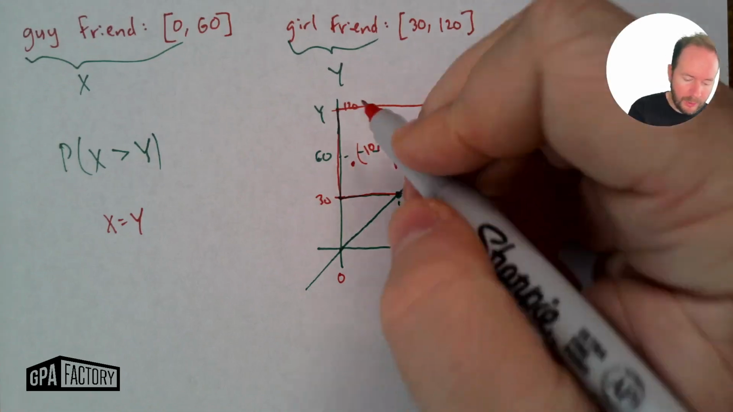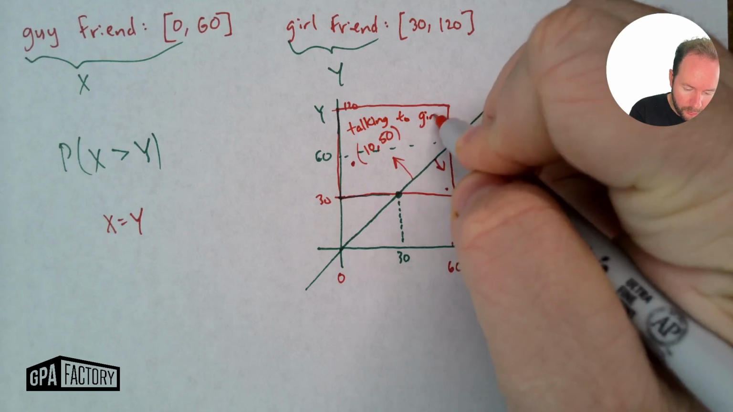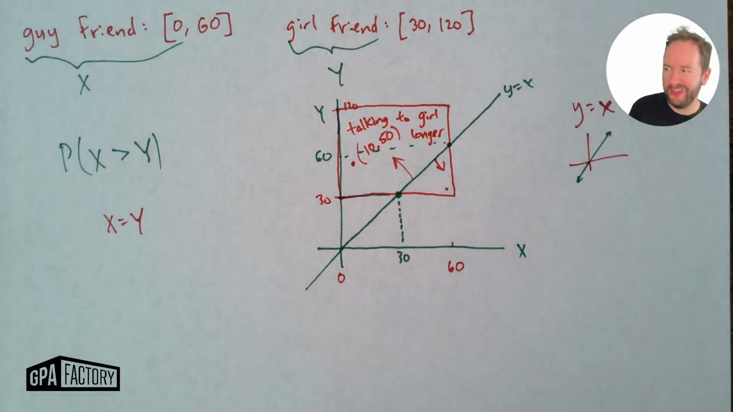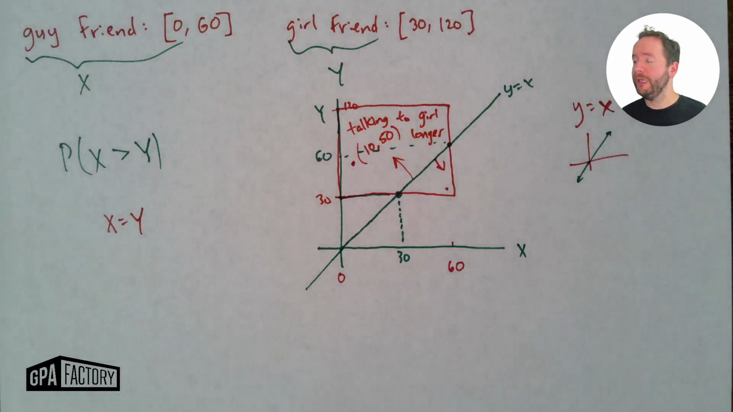So here, I'm talking to the girl longer. I could have just said girl because she's the winner here. So let's say that she wins because I'm talking to her longer. Okay, I know it's just a treat talking to me.